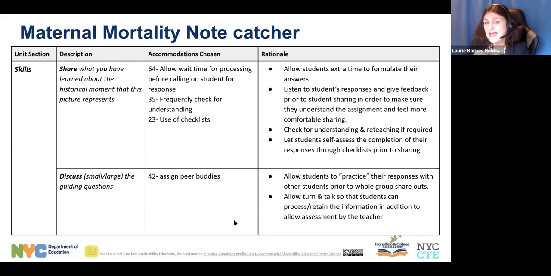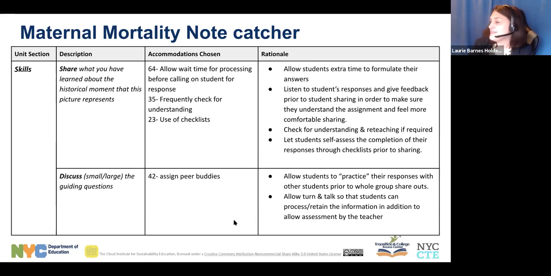Then the last section was where they need to discuss the guiding questions. So a good thing, maybe we might want to assign a peer buddy or allow students to practice the responses with the other students prior to sharing with the whole group. Allow some turn and talk so students can process and retain the information, in addition to allowing assessments by the teacher. So these are just a few.